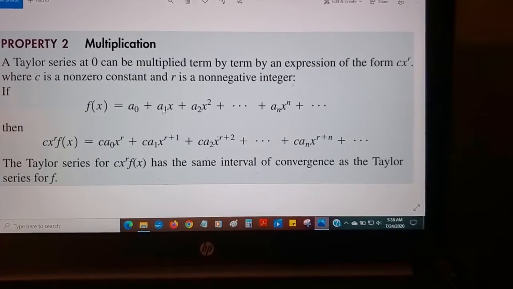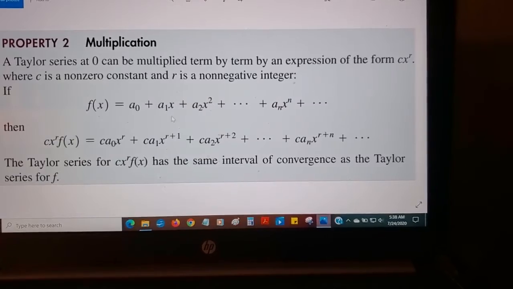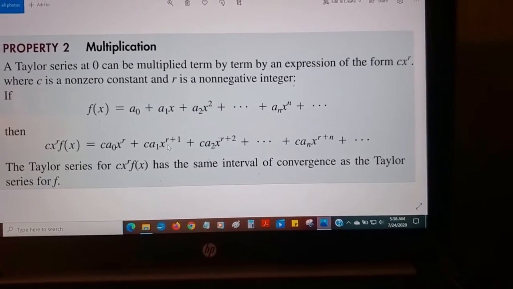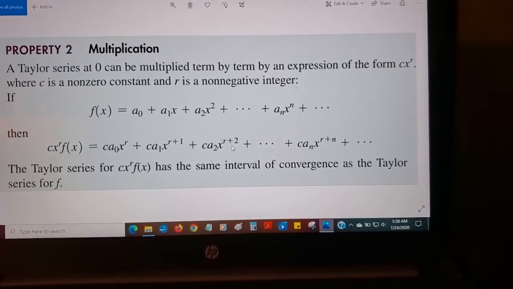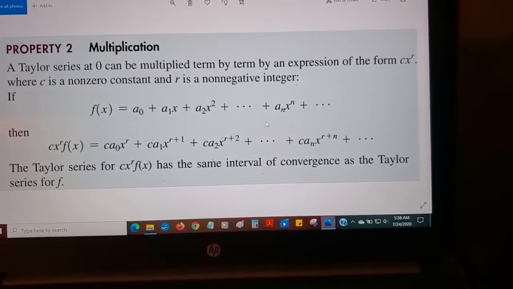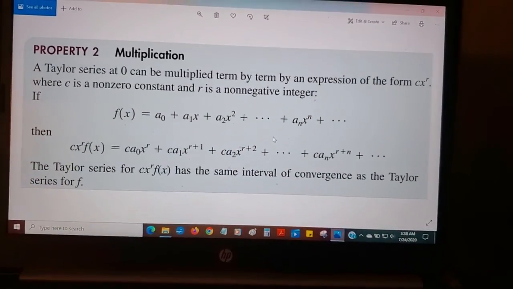You see that? a1x becomes a1 times c x to the r plus 1, because I already have an x to the 1. Now I'm multiplying by x to the r. My exponent is x to the r plus 1. Here x squared becomes r plus 2. The c, a2, everything term by term becomes the same, and that's how it works, term by term. Just like college works term by term. Isn't that awesome?